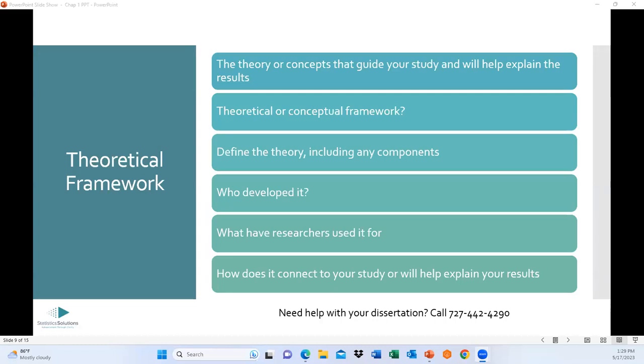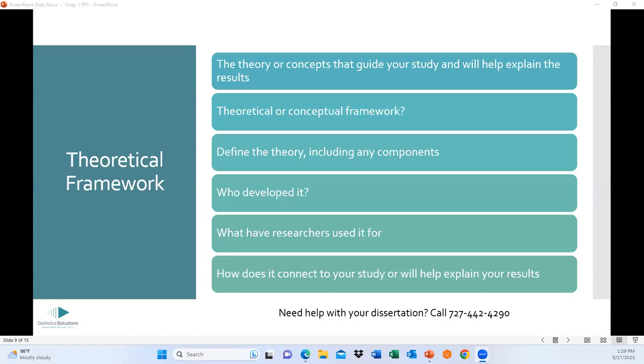So what do you want to do? Start off by saying something like, so-and-so's theory of transformational leadership and so-and-so's theory of emotional intelligence will serve as a theoretical framework for this study. And then you would go into defining each one, right?